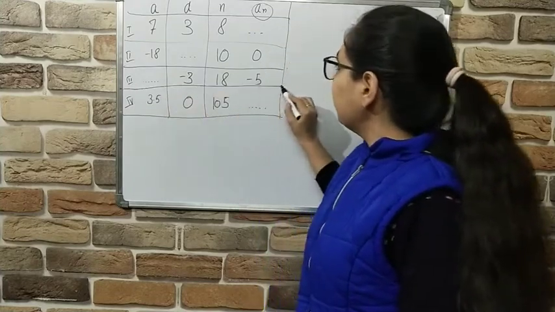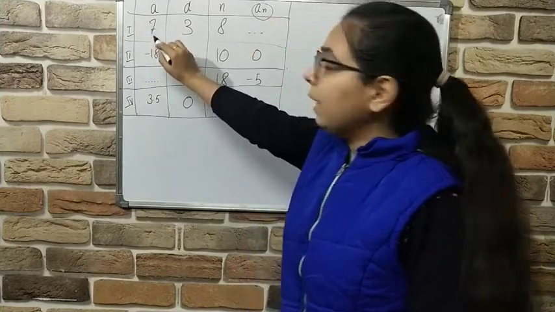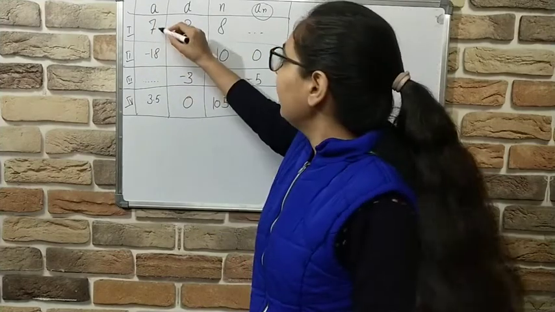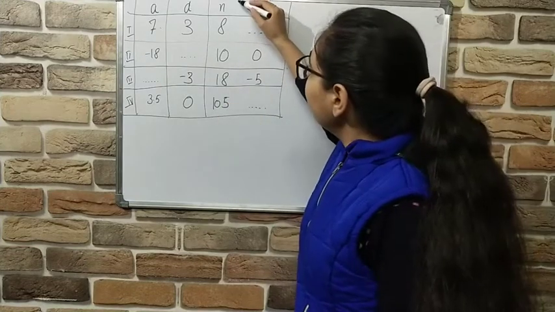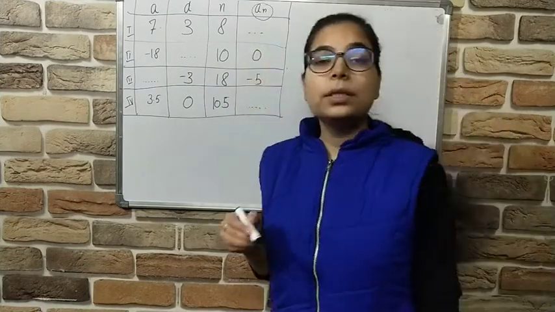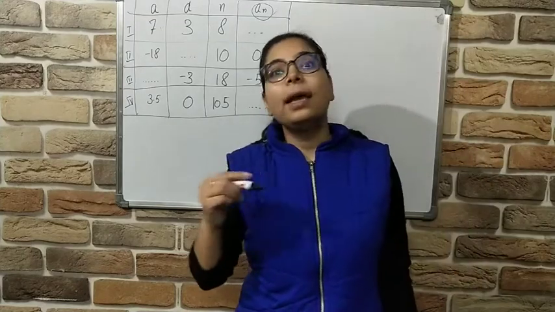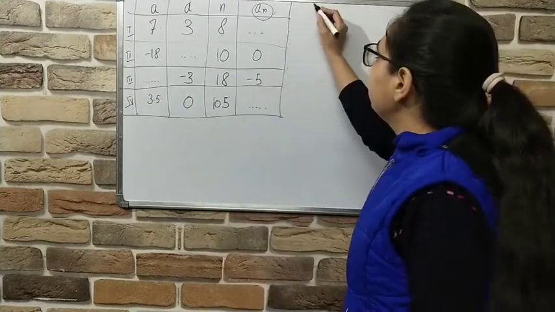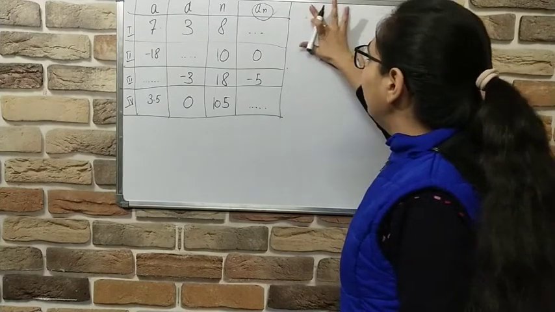Let us discuss the first example. Here in this first example, we are given a, that is the first term, and the common difference is also given, and the value of n is also given, and we have to find the nth term, that is an. Now how do we find this term? Let us understand this by applying the formula.